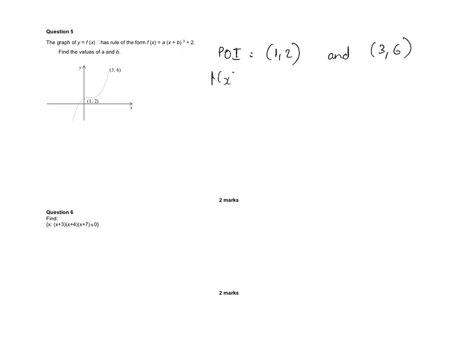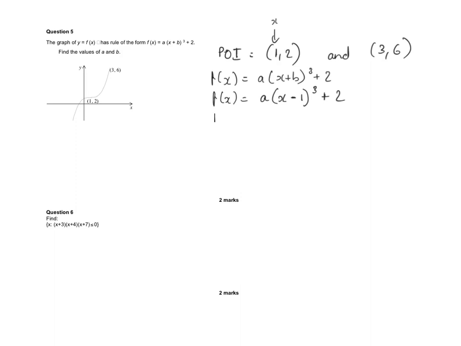We know the format: f of x is equal to a outside of x plus b cubed plus 2. Now, if I put the point of inflection in there, f of x is equal to a outside of x minus 1, because remember it's always the opposite, and my x value is positive 1, so x minus 1 all cubed plus 2. So straight away we know that our b value is negative 1.